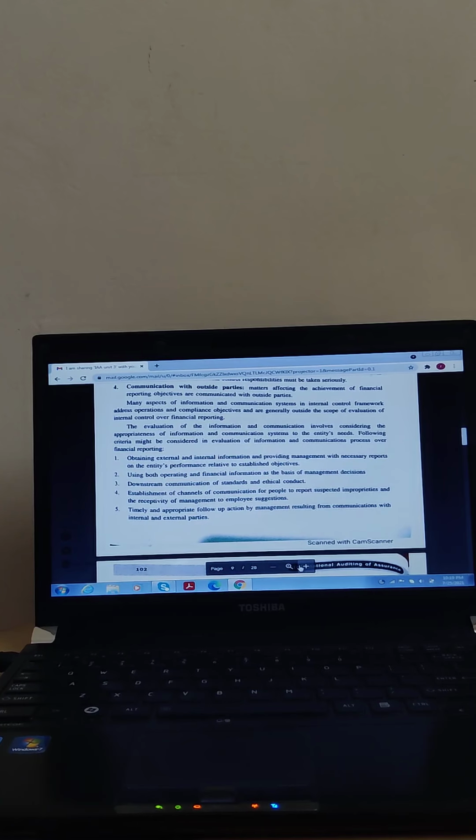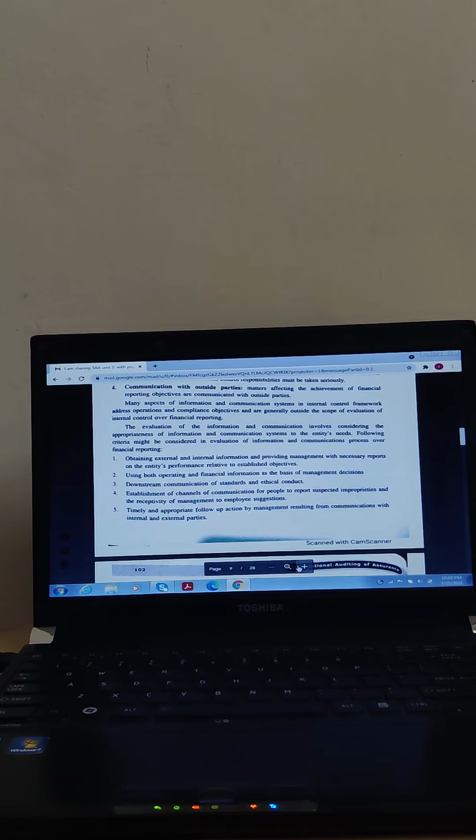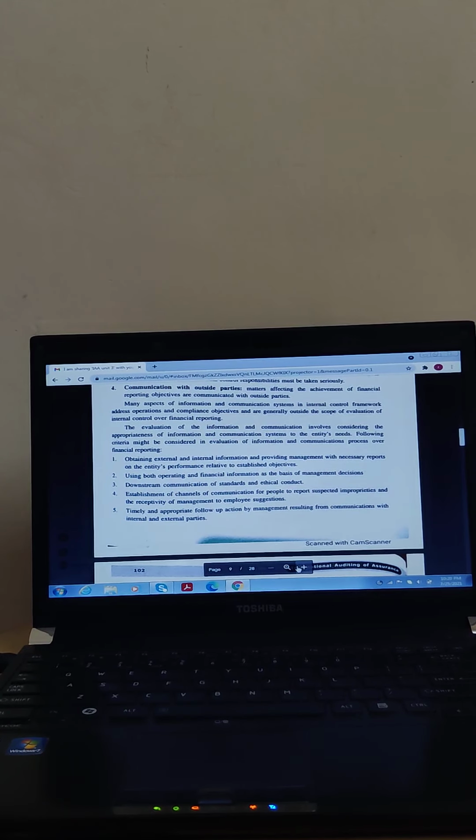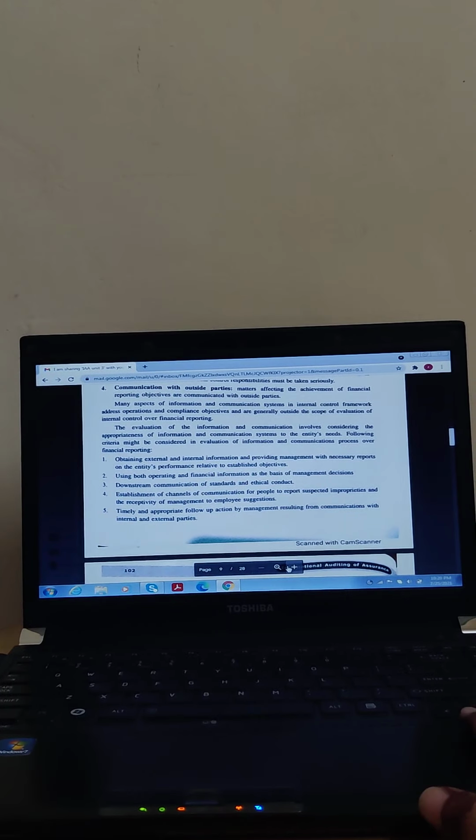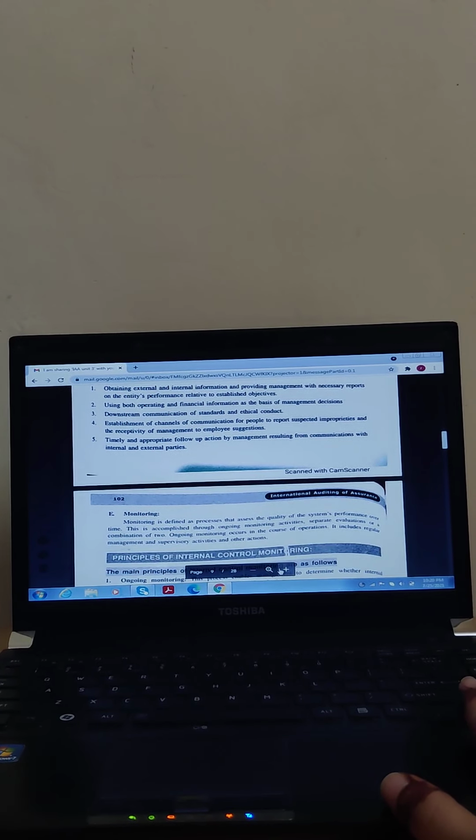Then establishment of channels of communication: who will be the person who will carry out the activity and who will communicate all the information. Also, how you're going to follow up on a timely basis, and how you're going to communicate it to your internal and external parties. Your last point is monitoring.